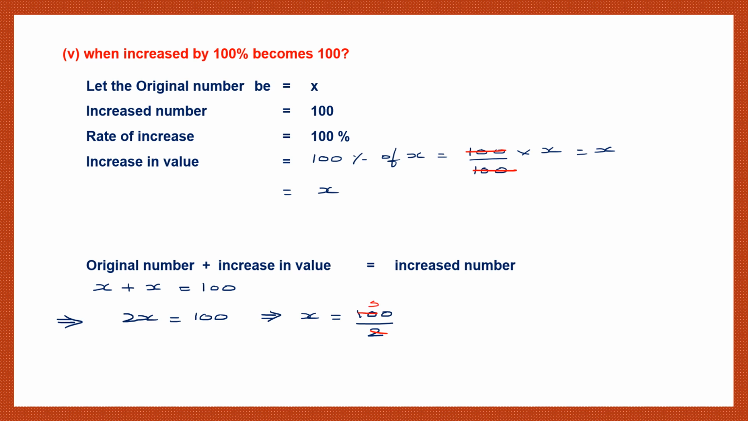Now cancel here or divide 100 by 2. 2 fives are 10 and 0. x is equal to 50. So we have found the value of x. x is equal to 50. And what is x? We said x is the original number that we've been asked to find. So let's write the answer. x is equal to 50. So that is our final answer, 50.